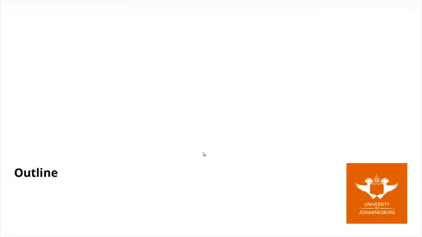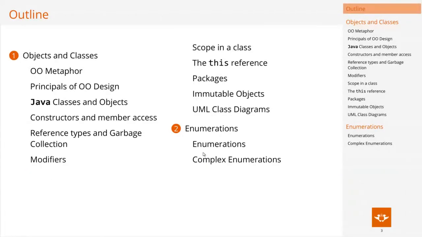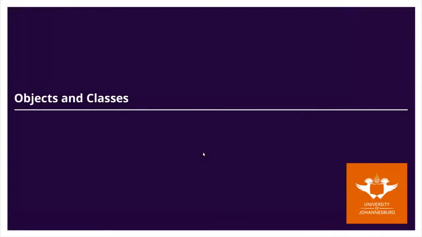Okay, so let's have a look at what we're going to discuss. So we're going to look at object orientation, the concepts behind it, and then how we're going to apply it to the Java language. So because we're talking about objects, you have to talk about classes when you talk about objects. So that's the first thing we're going to discuss.